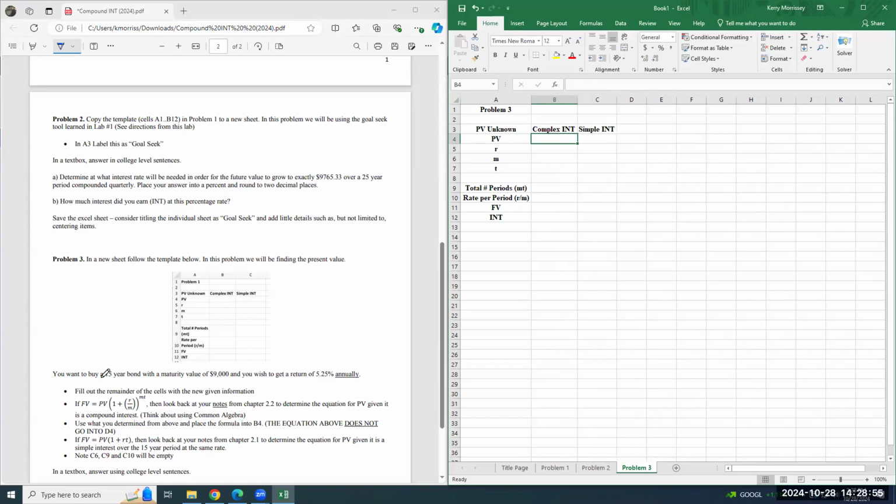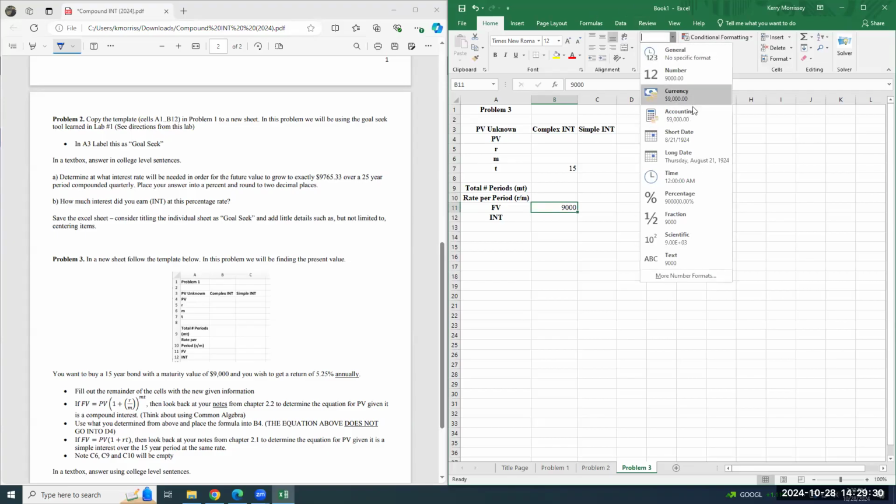It says you want to buy a 15-year bond with a maturity value of $9,000 and you wish to get a return of 5.25% annually. So let's go ahead and fill that material in. You want to buy a 15-year bond, so we know that your years is going to be 15. Maturity value means your end value, what you finish with, right? Us being mature adults, we had to grow all the way up to what we are today. So that is going to be our $9,000.